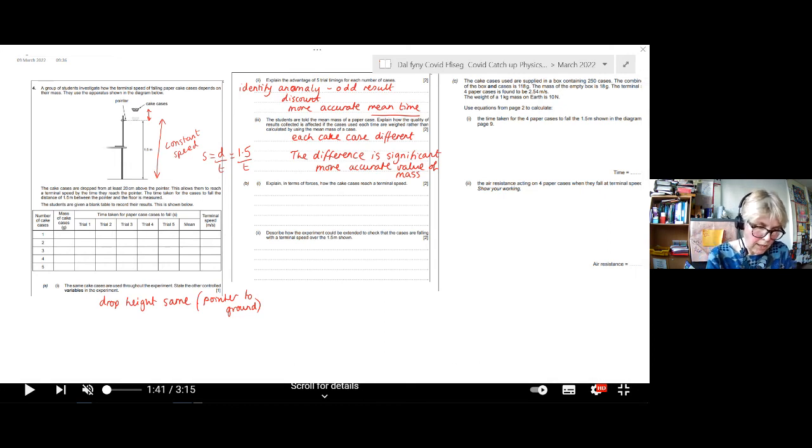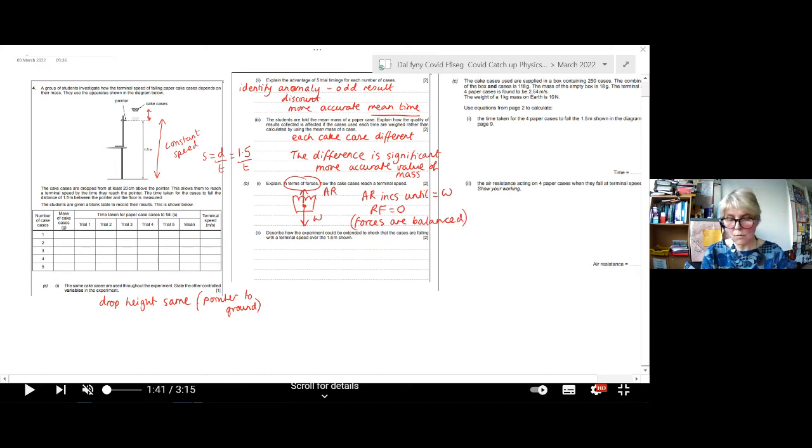Explain in terms of forces how the cake case reaches terminal speed. Well, we've got to do it in terms of forces. No good talking about other things. So the weight acts down, and the air resistance acts up. The air resistance is 0 when it first starts, so the air resistance increases until it's equal to the weight. That means that the resultant force is 0. That means that the forces acting on it are balanced. Now it doesn't need any more than that. It doesn't want to know about the motion or acceleration. It wants to know in terms of the forces.